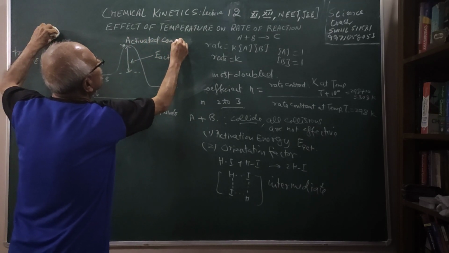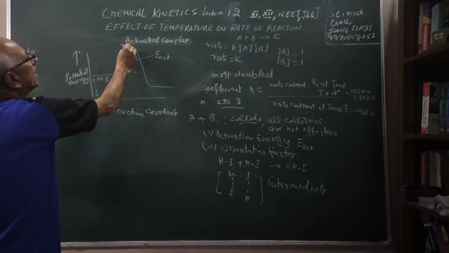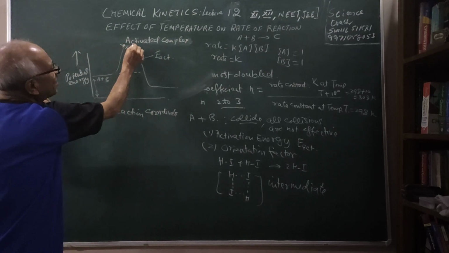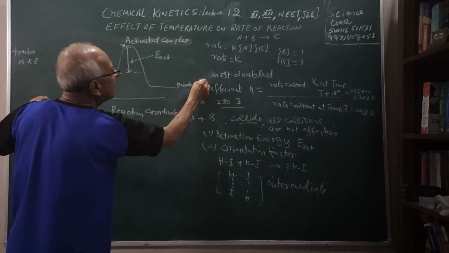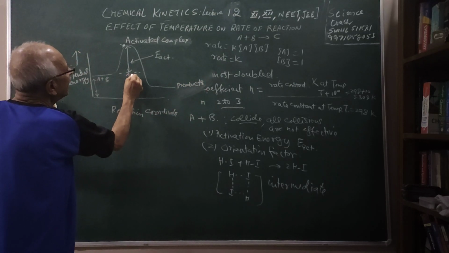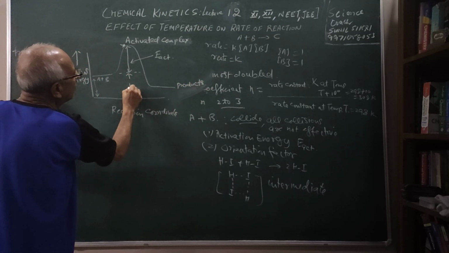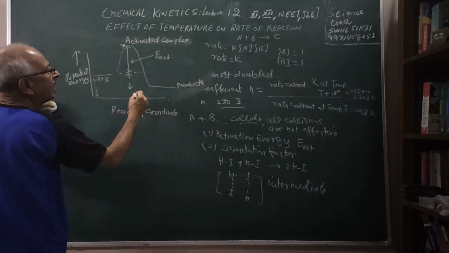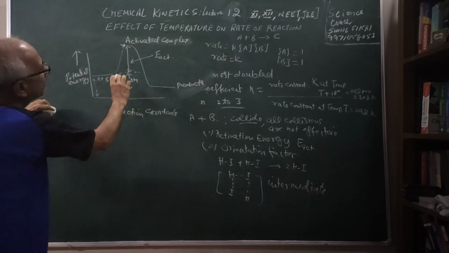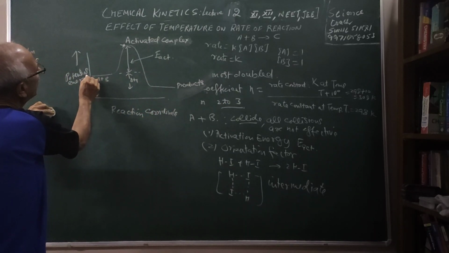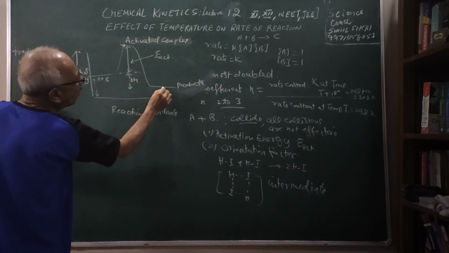Activated complex is formed at this point, at the top of this, and this breaks down to form the products. These are my products, students, here. So what you find is that the products here have lower energy, but the products could have higher energy also. This is my delta H, the enthalpy change for the reaction. So reactants are here, they are forming products.